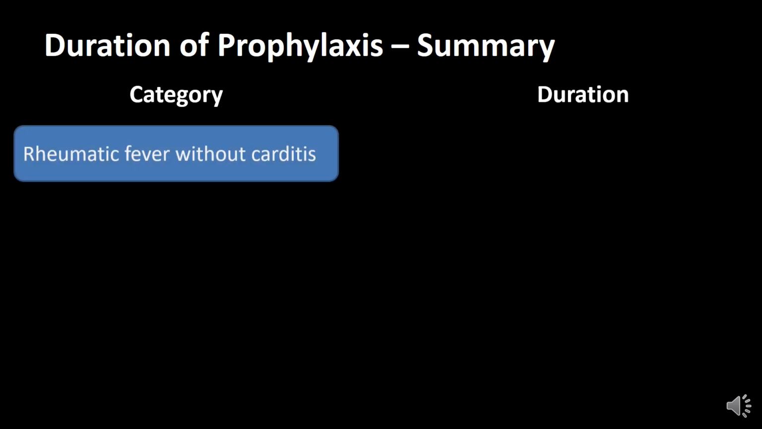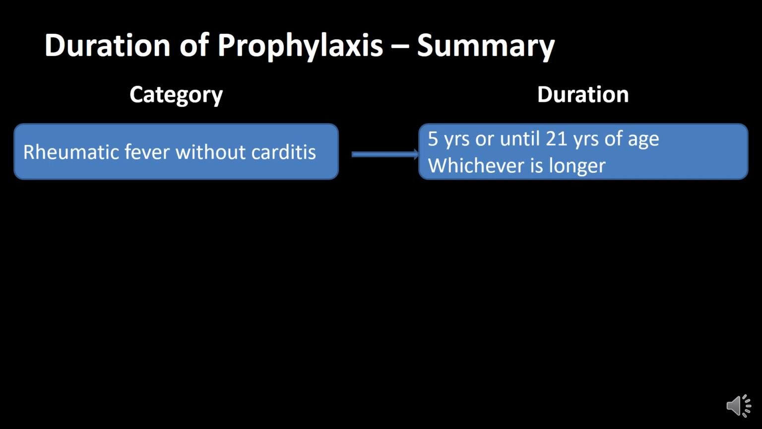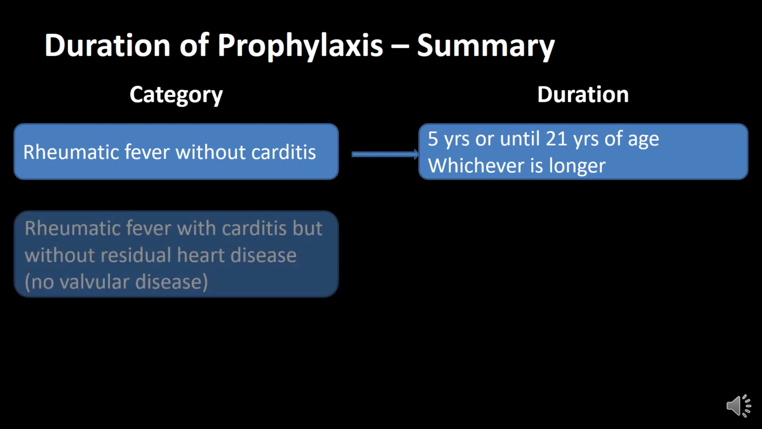So let's look at the summary of the duration of prophylaxis. On the left, we shall have the category, and on the right, we shall have the duration. So if a patient presents with rheumatic fever without carditis with the initial episode, then you give them prophylaxis for 5 years or until they are 21 years of age, whichever is longer, like I said.